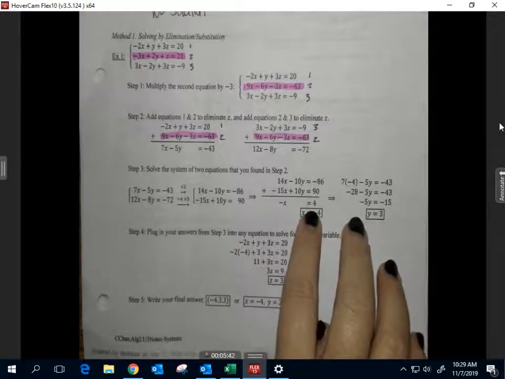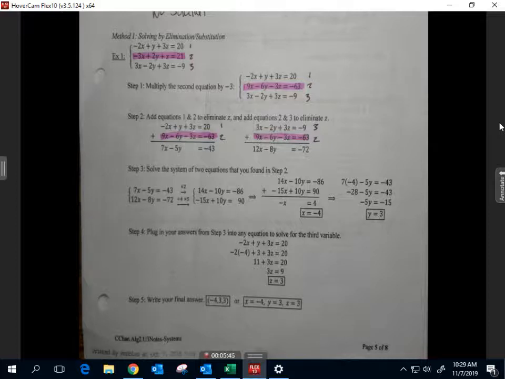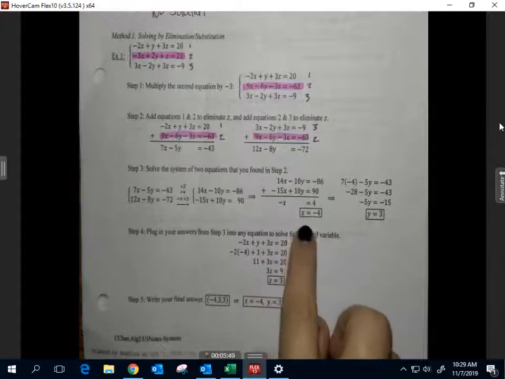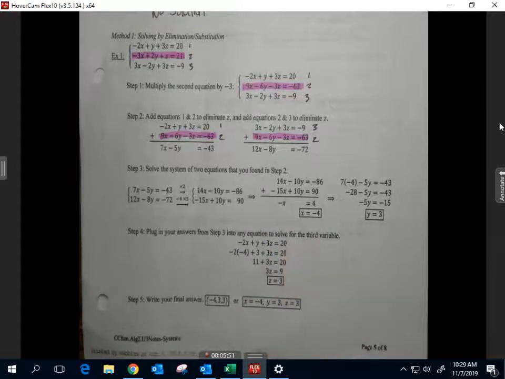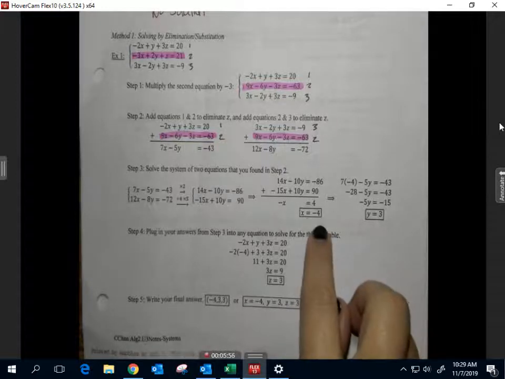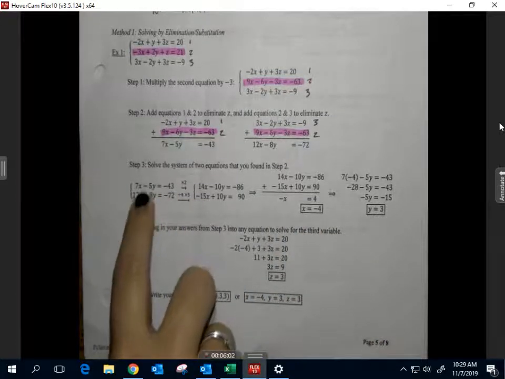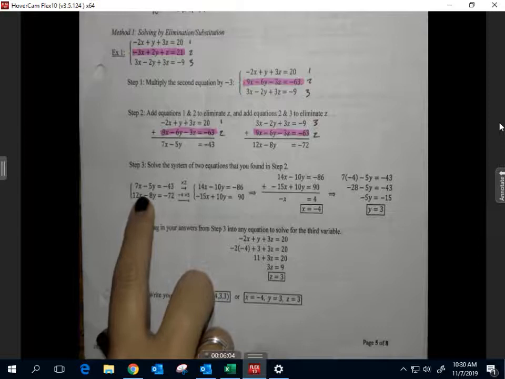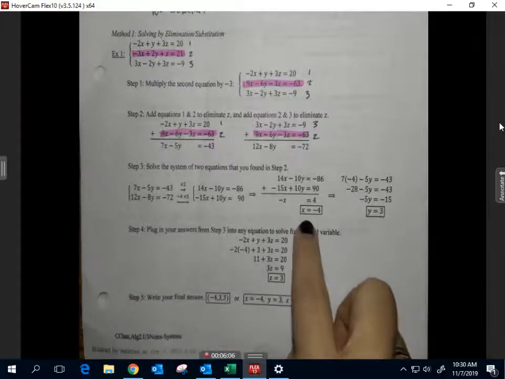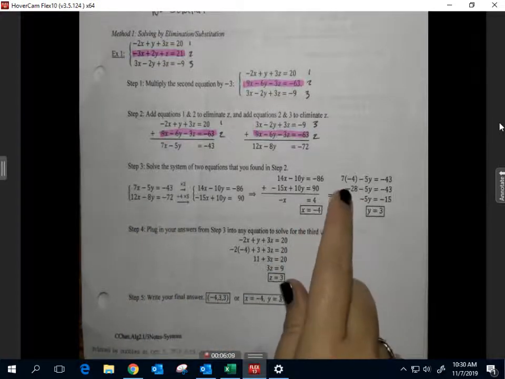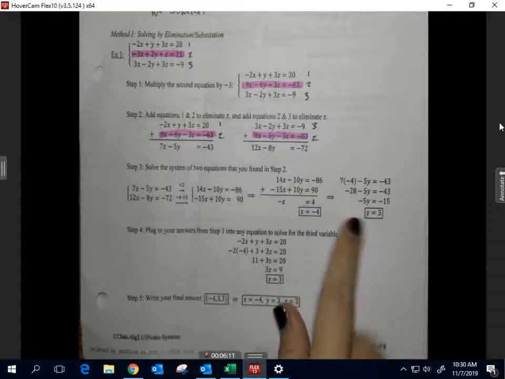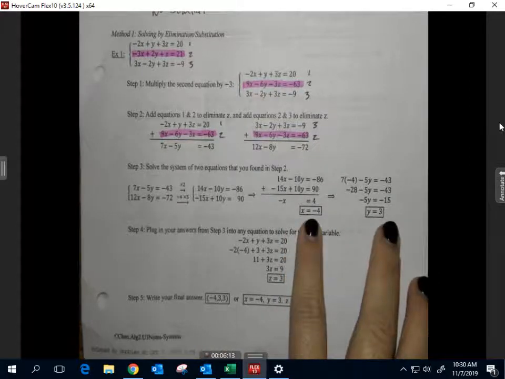Negative x equals 4. Well, when we're solving for a variable, it can't be negative. So if I change the negative x to a positive, to its opposite, then I have to change the right-hand side of the equation to its opposite. So positive 4 became negative 4. And then they chose one of the first equations that we started with in step 3 and plugged in x and then solved for y. So now we have our x and y.